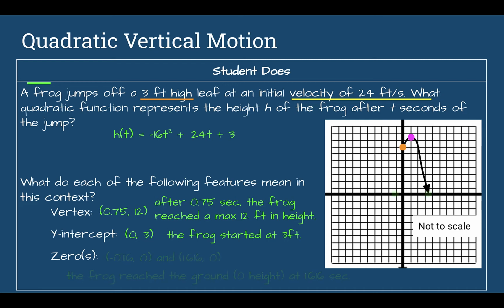And the zeros, again, we have one that is negative and one that's positive. So in this context, only the positive one makes sense. (1.616, 0), meaning the frog reached the ground, or no height, at 1.616 seconds.